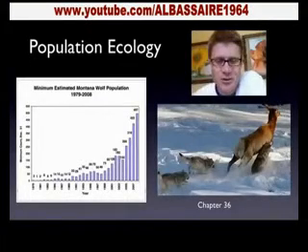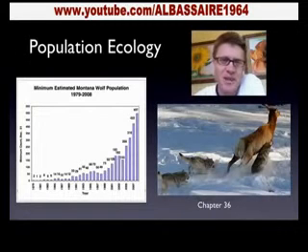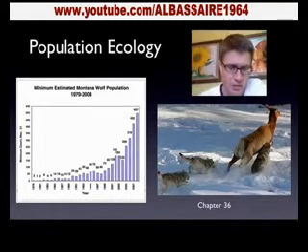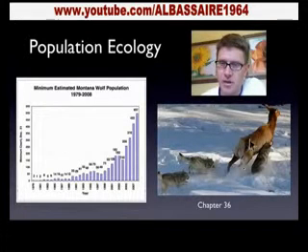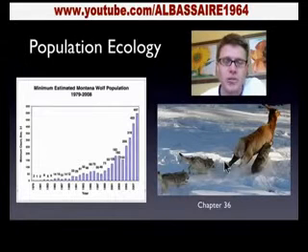Hi, and welcome to Chapter 36. Chapter 36 is on population ecology. I thought I'd start with an example of something really close to home as far as Montana goes. This is an elk being stalked by wolves, or hunted by wolves.